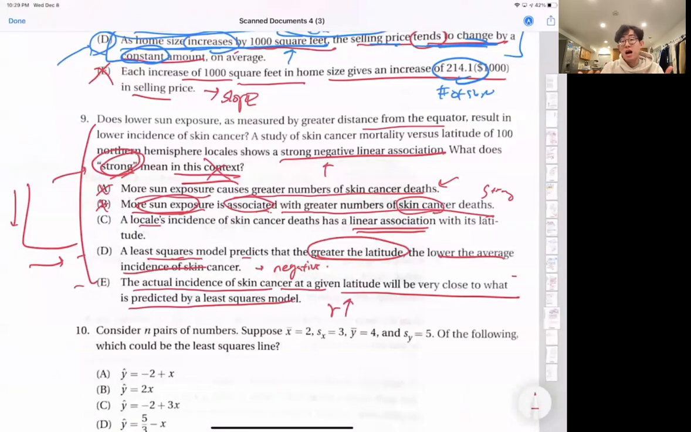When R values are high, it means that the dot is very close to the line. So the actual instance of skin cancer at a given latitude will be very close to what is predicted by the least squares regression model. So that should be E for this one.